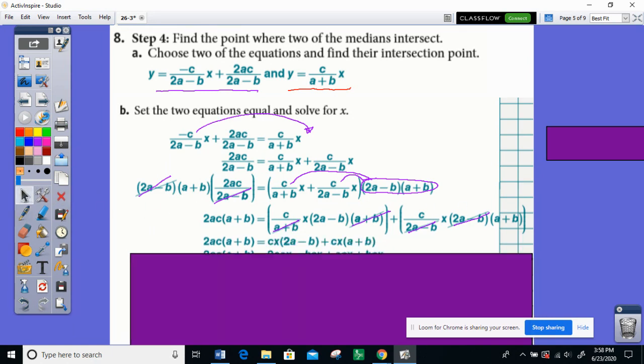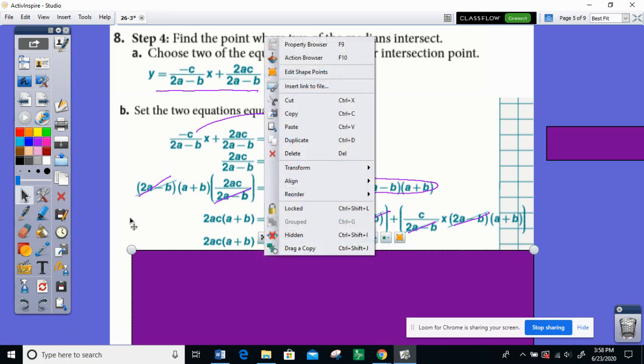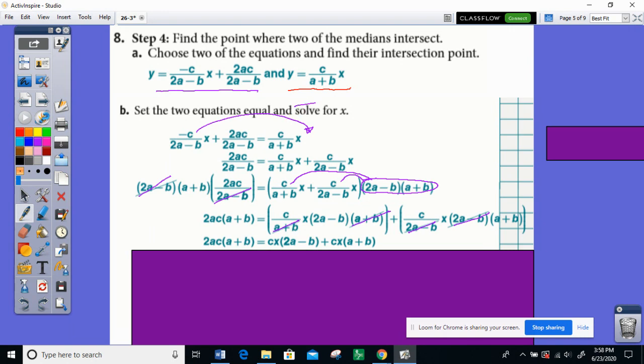So now, after all this cancels out, we've got 2ac times a plus b times cx, which didn't get canceled out, times 2a minus b, plus cx times a plus b. See, this whole expression is much, much easier now that we don't have any fractions, any denominators. Remember, the whole goal in doing this was to solve for x. In other words, get x by itself.